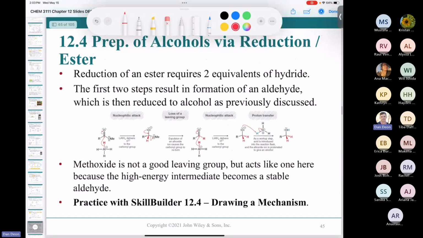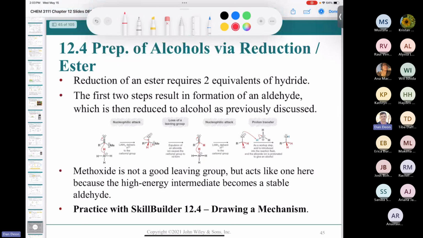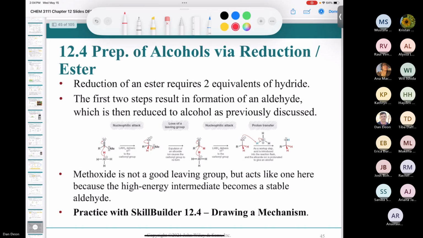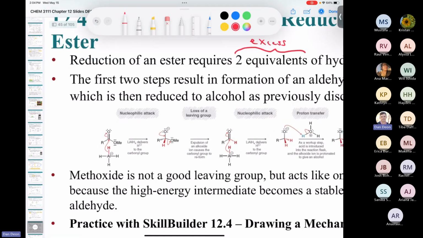So let's take a look here. I know it's kind of small, but I'll zoom in in just a second. Reduction of an ester requires two equivalents of the hydride. So two equivalents, that's why we need excess. You need more than one equivalent. The first two steps result in the formation of an aldehyde, but what do you know? You know that when you have an aldehyde in the presence of LAH, it gets reduced to an alcohol. So let's take a look at the mechanism. Bear with me as I zoom in here.